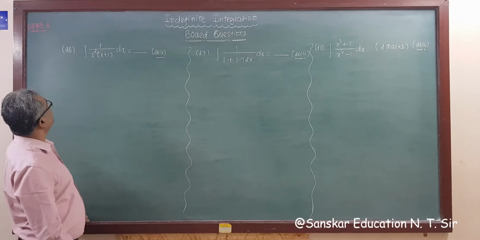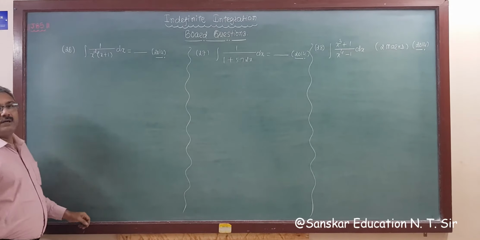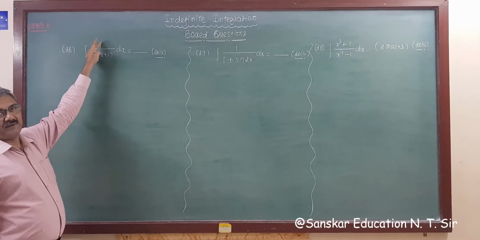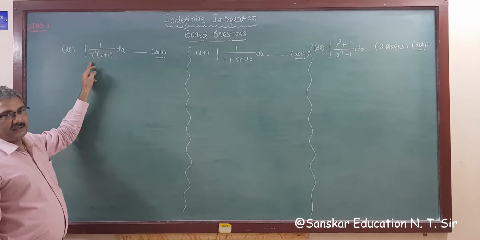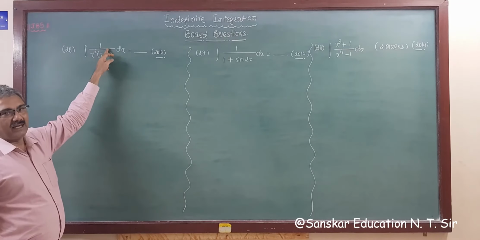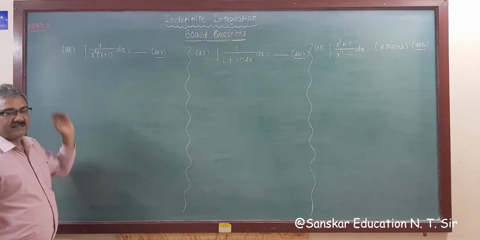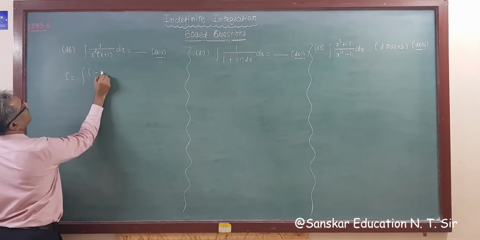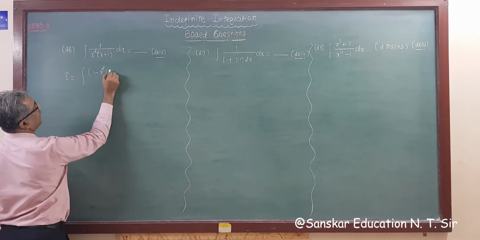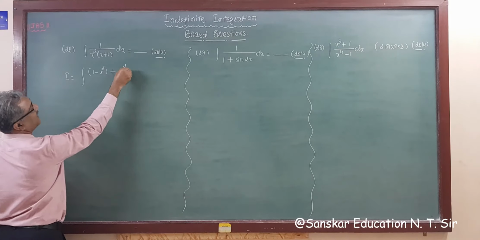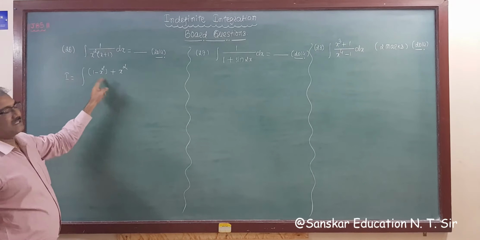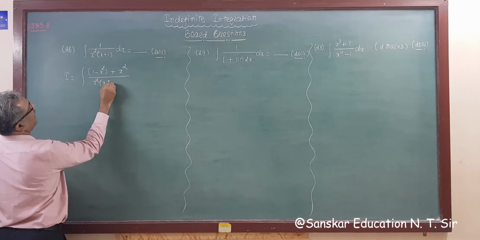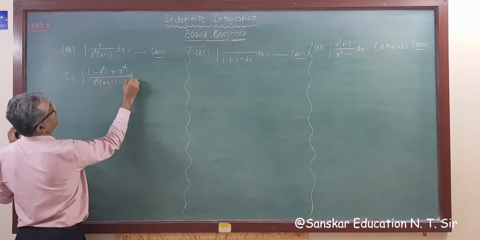So the next question is question number 26, integration 1 upon x squared into x plus 1 dx. See here, this is x plus 1, here is 1, so adjusting the numerator, adding x squared and subtracting x squared, what we get, I is equal to integration of 1 minus x squared plus x squared, so I am adding x squared and subtracting x squared, upon x squared into x plus 1 dx.